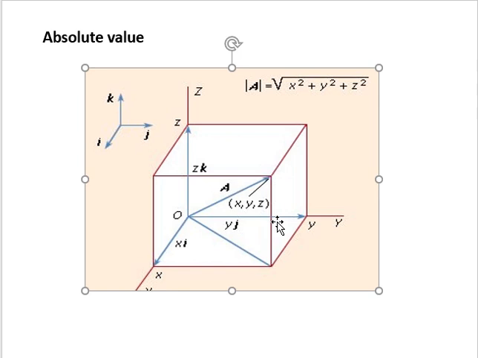If the value in the x direction is x and the value in the y direction is y, then applying the Pythagoras theorem, it will be the square root of x square plus y square. Now in this case another direction z is added, so obviously the value will be the square root of x square plus y square plus z square. It will give us only the value of this vector without any direction.